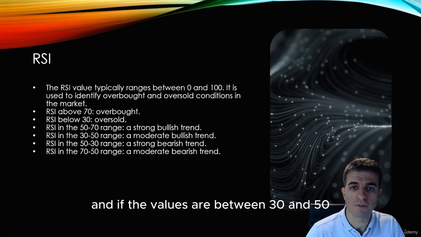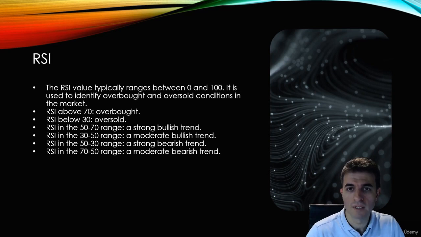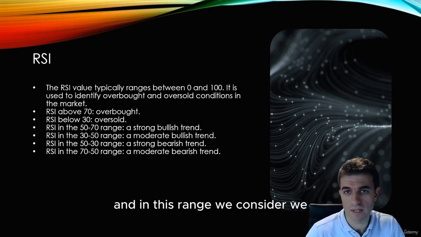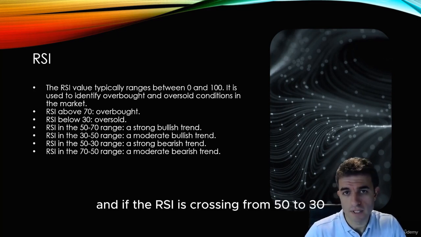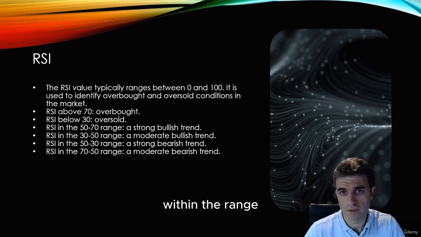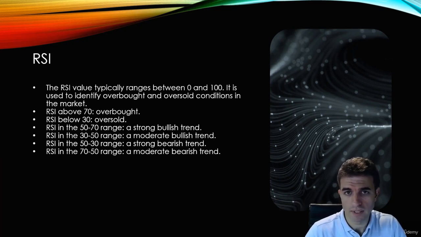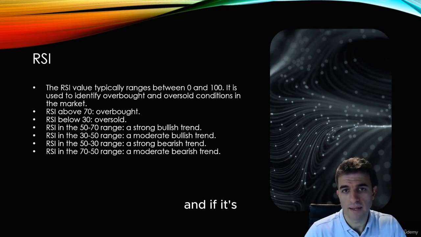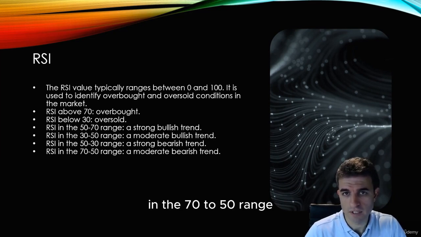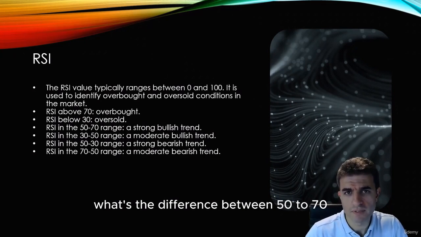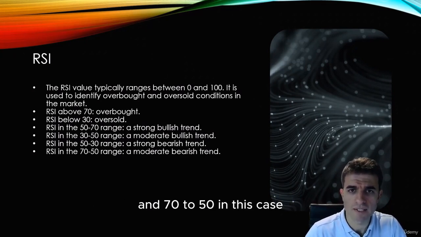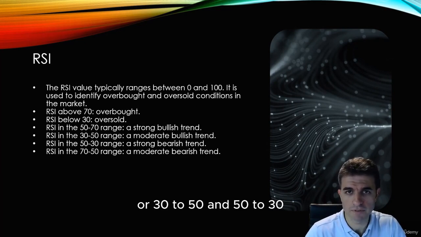And if the values are between 30 and 50, the lower end of the RSI, then in this range, we consider that the RSI is indicating a moderate bullish trend. And if the RSI is crossing from 50 to 30 within the range, then we consider it as a strong bearish trend. And if it's in the 70 to 50 range, then in this range we consider the trend to be moderately bearish. So what's the difference between 50 to 70 and 70 to 50 in this case, or 30 to 50 and 50 to 30?